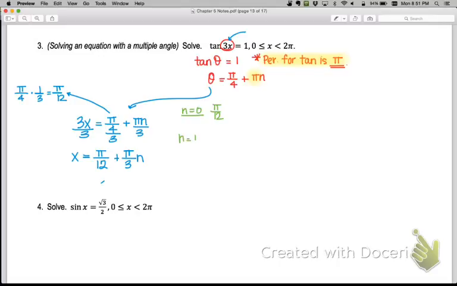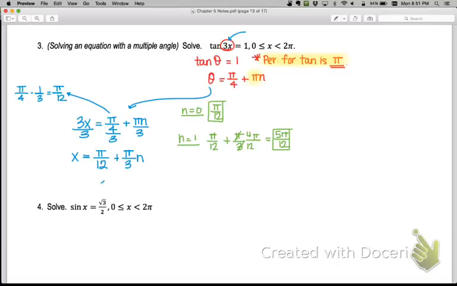If n is equal to 1, then I have pi twelfths plus pi thirds times 1, which is just pi thirds. I need a common denominator here, so that would give me 4 pi over 12 multiplied by 4 over 4. And so when I add those together, I get 5 pi over 12. That is still within my 0 to 2 pi, so I need to keep going.